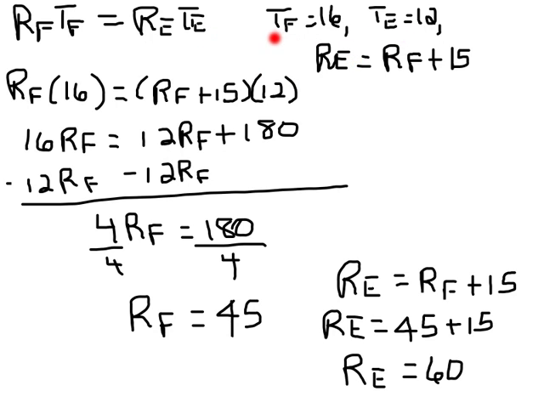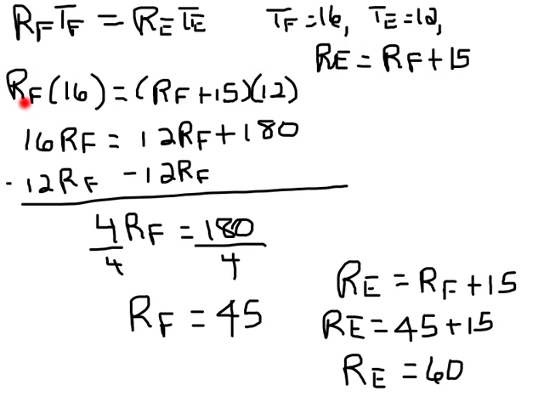Alright, so we know the time of the freight, TF, the time of the express is 12, or TE, and we know that for RE, we're going to substitute RF plus 15. Okay, because the express obviously would be faster than the freight, so to make them equal, we would have to add 15 to the freight.